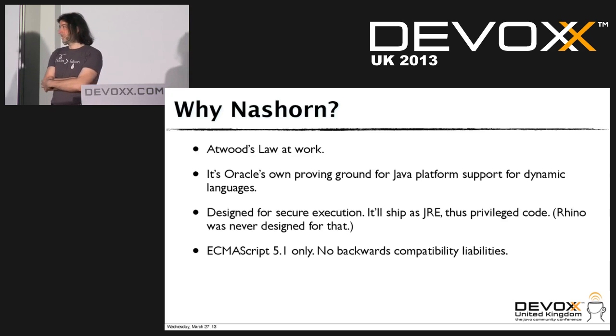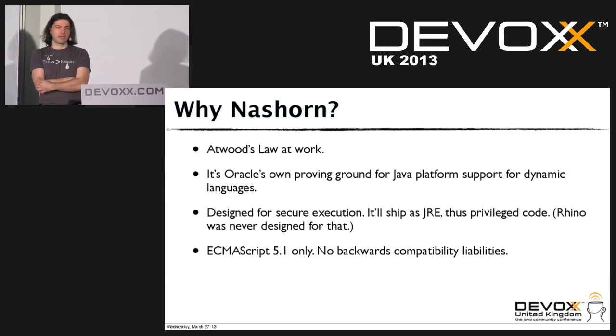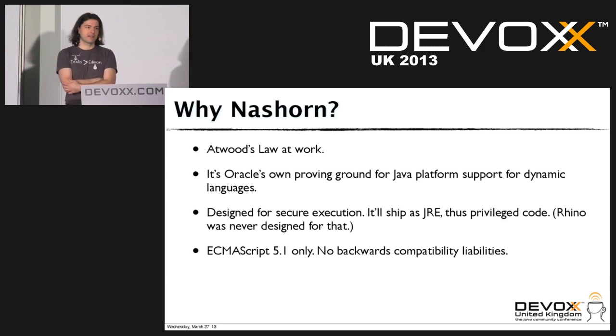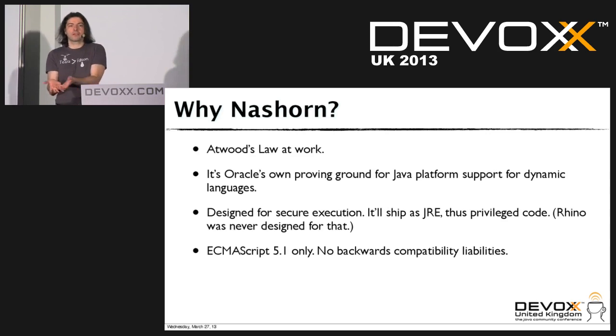Nashorn is also designed for secure execution. This is not a really obvious aspect of it, but it is super important. Since Java 6, the Java platform has a standardized scripting API. And at that time, Sun took Mozilla Rhino, an open source project, and put it into Java 6 as the default implementation of the scripting API. So you don't just have a scripting API, you do actually have a scripting language that you can already use with it.